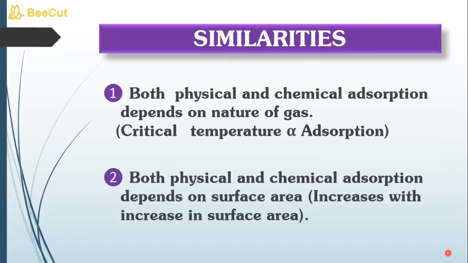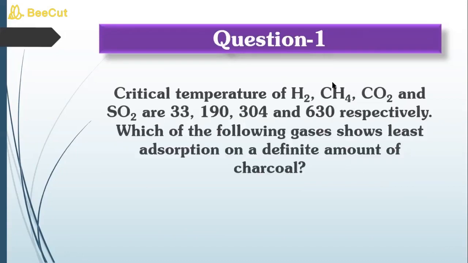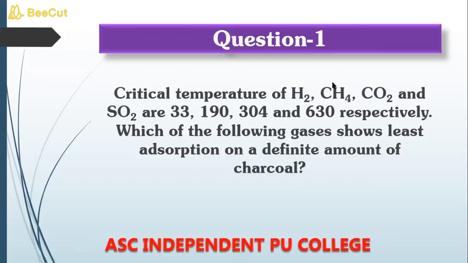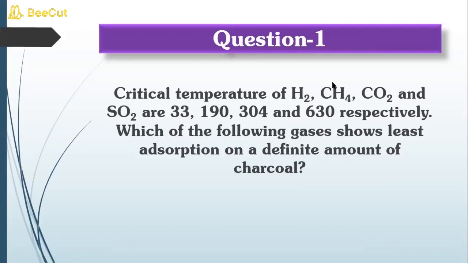The second similarity is both of them depend on surface area. If you increase the surface area, your adsorption, I mean physical adsorption as well as chemical adsorption, both are going to increase. After quite a long run, here I'm framing my first question for you all students. Look at the question. Critical temperatures of H2, CH4, CO2 and SO2 are 33, 190, 304, 630 respectively. Which one will get adsorbed to the least amount if you take charcoal?